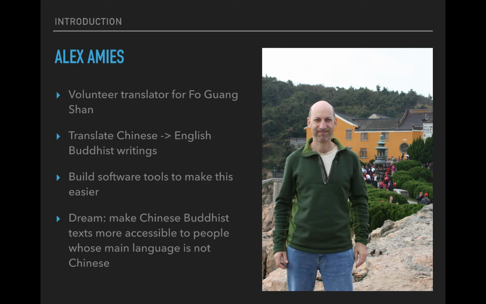Okay, introducing myself. Alex Amies is my name. I'm a volunteer translator at Fogongshan. I translate Chinese to English Buddhist writings, mostly modern writings, not so much actual classical Chinese texts as included in the Buddhist Canon, but relating to those texts. I also build software tools to help make this easier and more efficient. My dream is to make Chinese Buddhist texts more accessible to people whose main language is not Chinese.